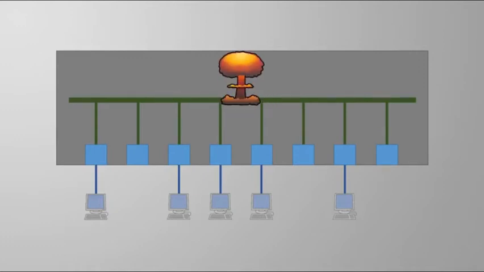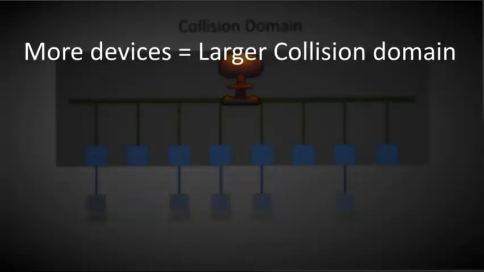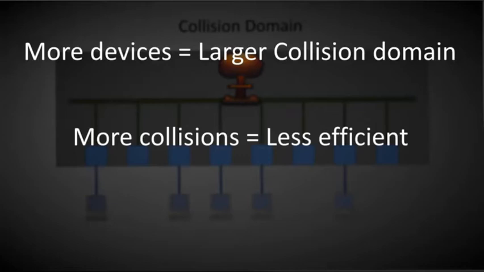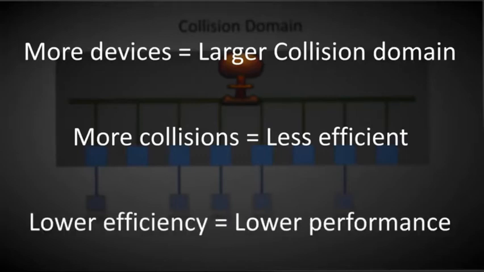And because a collision could happen at any point in this topology, the entire network that we're looking at is called a collision domain. And the larger the network, the larger the collision domain. That is, the more devices, the more chances there are of a collision occurring. And the more collisions that happen mean we need to spend more time waiting and resending frames, and that lowers the overall performance of the network.